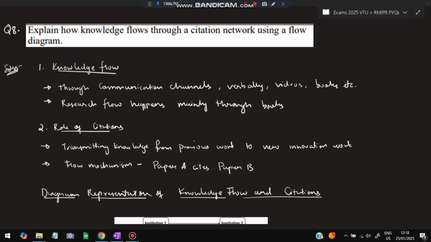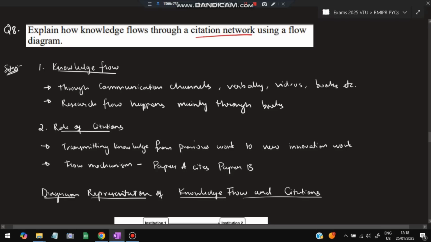The next question is explain how knowledge flows through a citation network using a flow diagram. Okay, citation means there is a paper A and there is a paper B, and a point in paper B has to be put in paper A. So that is called paper A cited by paper B. Including the information of paper B in A is known as paper A cited paper B. So when we are doing the citing, the information gets transferred from one paper to another paper. That is called knowledge flow. We have to explain this feature using a flow diagram.